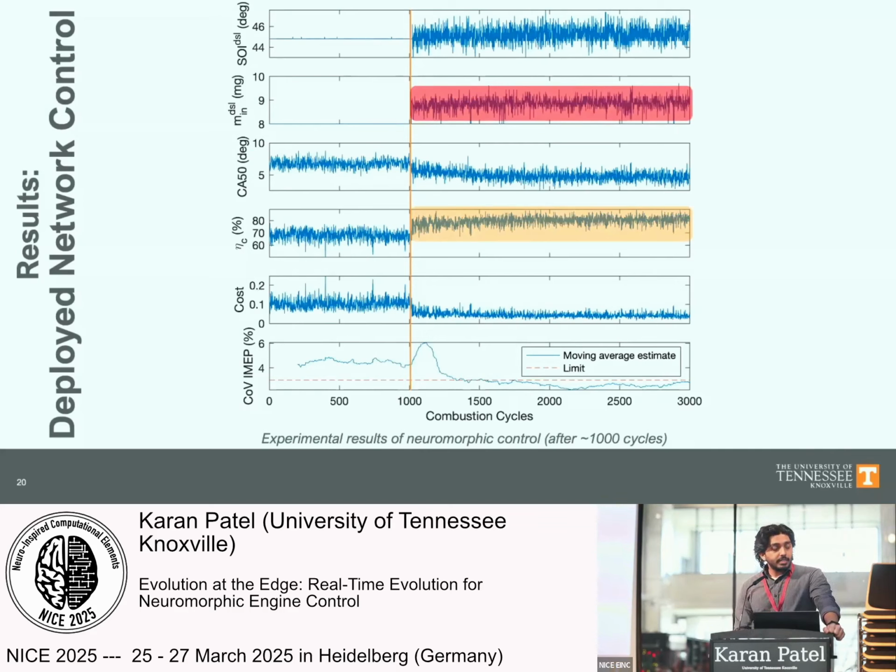Most importantly, though, we can see a noticeable reduction in the cost as soon as the neuromorphic system takes control. And this directly ties into the combustion stability of the system, which is showcased by the COV percentage going below 3% here. And all the networks that we tested on this full system all demonstrated this improvement.